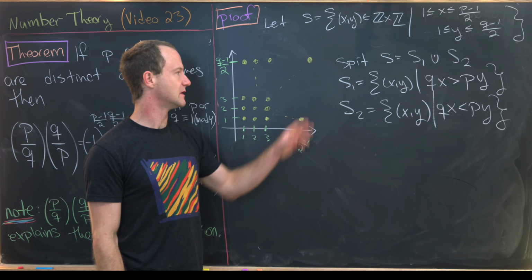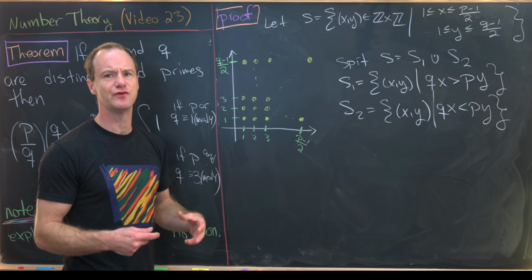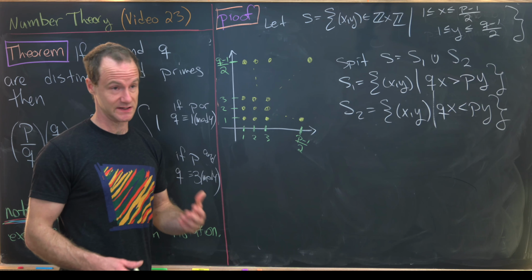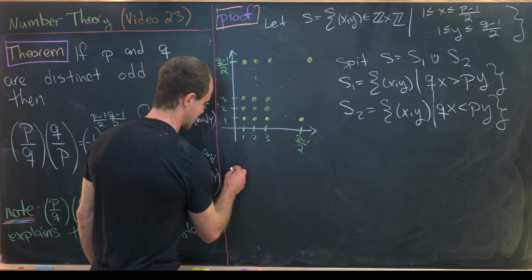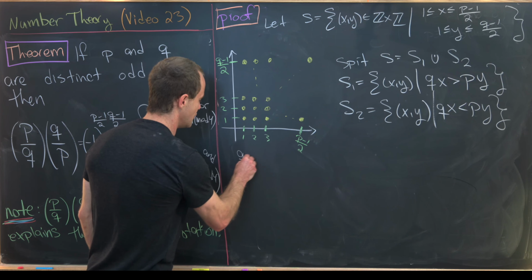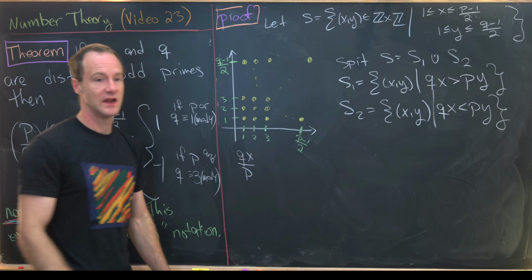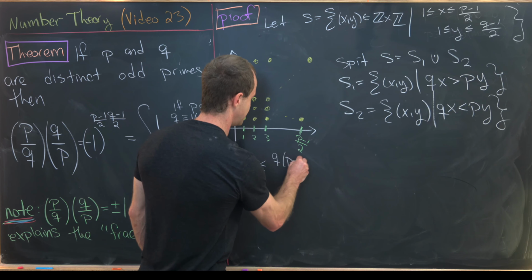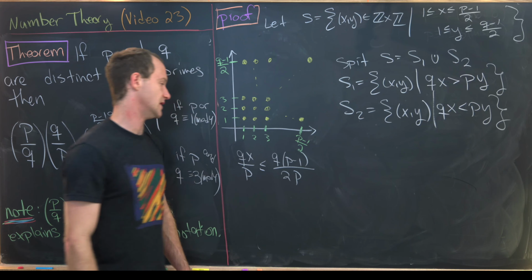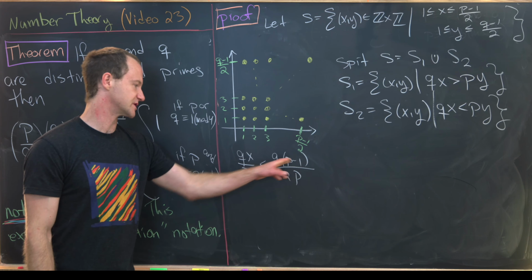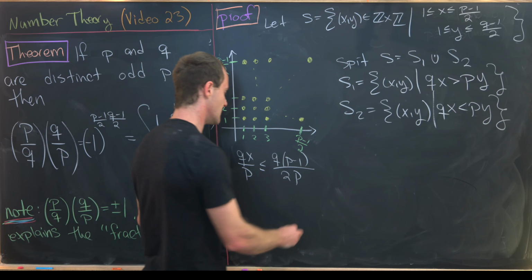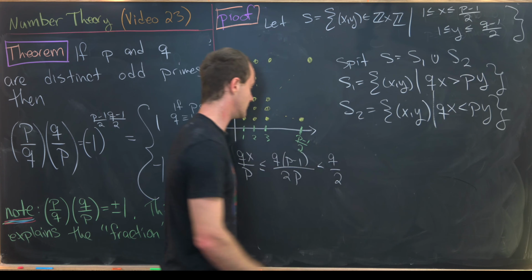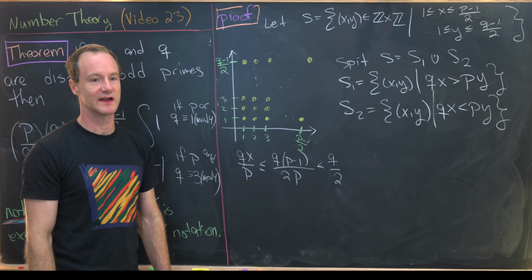Now from here, we want to build out our sets S1 and S2 into things that look like objects from our previous preparatory lemmas and theorems. And we can do that as follows. So we can take qx over p, and notice that that is always less than or equal to q times (p minus 1) over 2 times p. Well, that's because x is less than or equal to (p minus 1) over 2. That's pretty clear. But now that is going to be strictly less than q over 2. And that's because (p minus 1) over p is strictly less than 1.